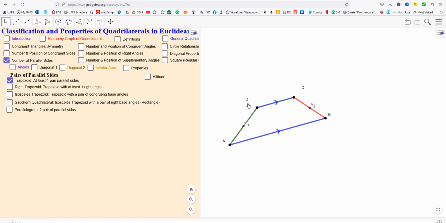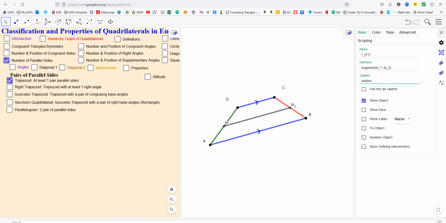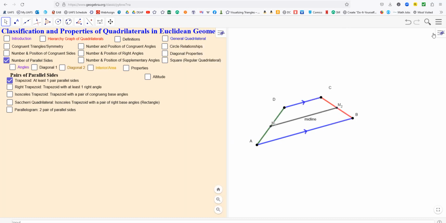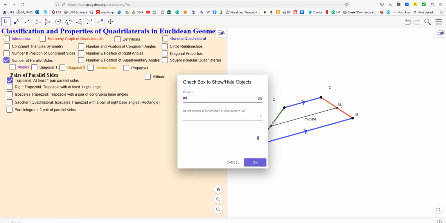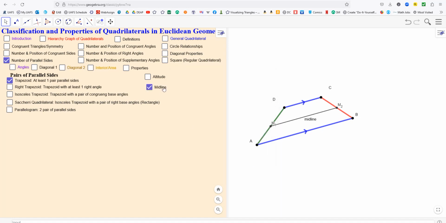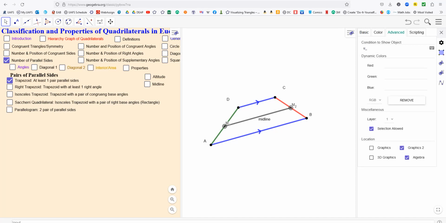This one we don't need. And then this is our midline here. And let's go ahead and label that. Click up here, and let's label that as the midline. Okay. And let's go ahead and make a hide show box for that. And that is U9. So we'll do this to do the hide show for that. Okay. So there's the midline.